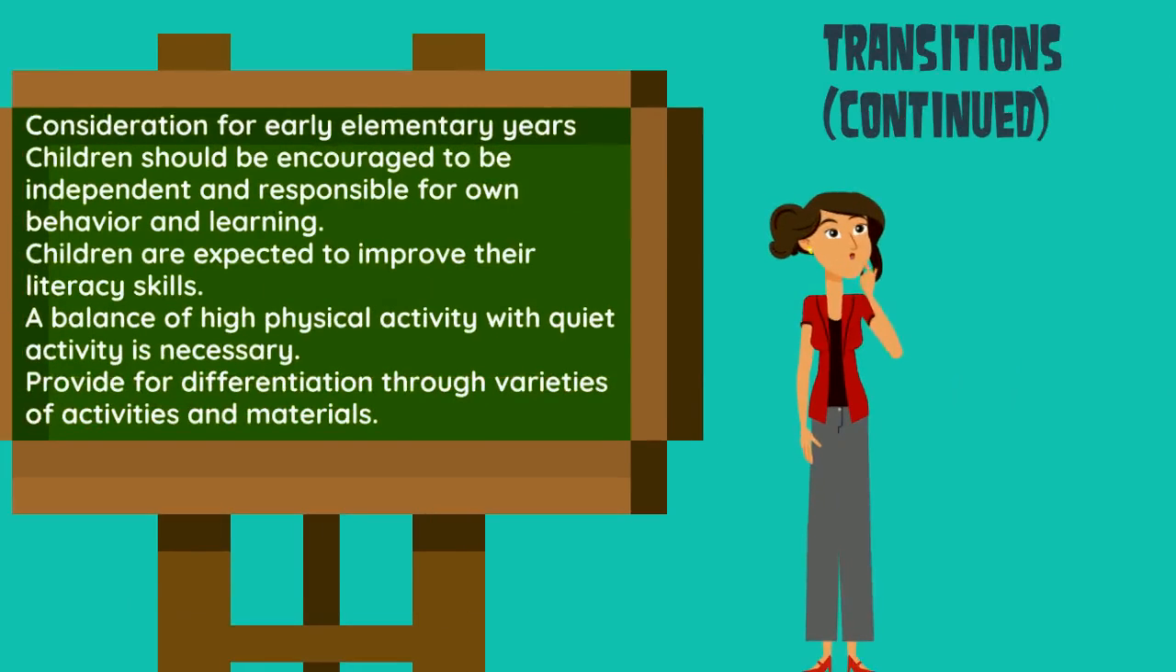Consideration for early elementary years. Children should be encouraged to be independent and responsible for their own behavior and learning. Children are expected to improve their literacy skills. A balance of high physical activity with quiet activity is necessary. Provide differentiation through a variety of activities and materials.